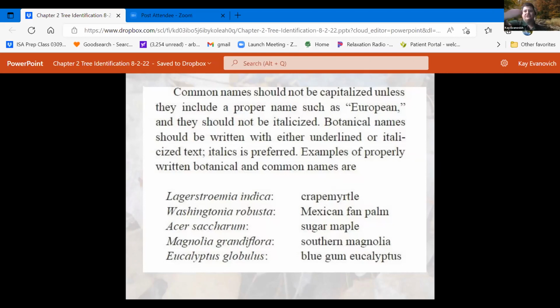So you have Lagerstroemia indica, which is a crepe myrtle. That's its common name, crepe myrtle. Washingtonia robusta is a Mexican fan palm. That's its common name. Acer saccharum, we went over this, it's a sugar maple, right? And you see the way it's written. Magnolia grandiflora, beautiful, southern magnolia, love them. And then Eucalyptus globulus, right? Blue gum eucalyptus, that would be its common name. So I hope everybody gets how we write out those botanical names versus the common name.